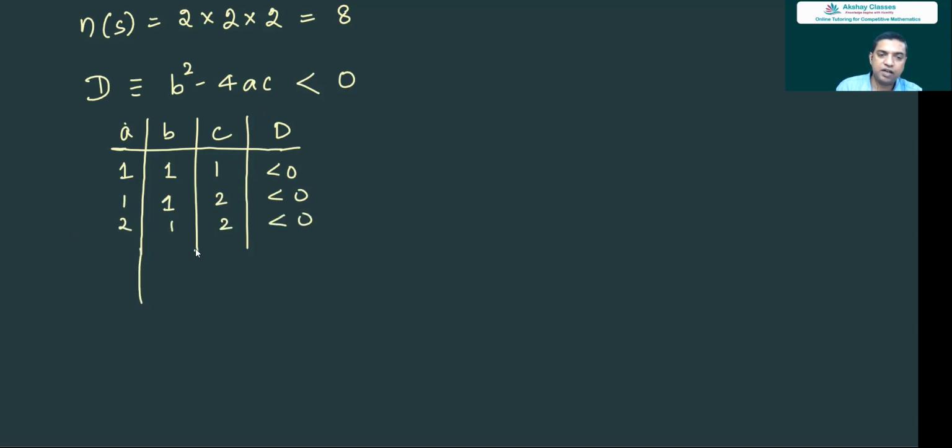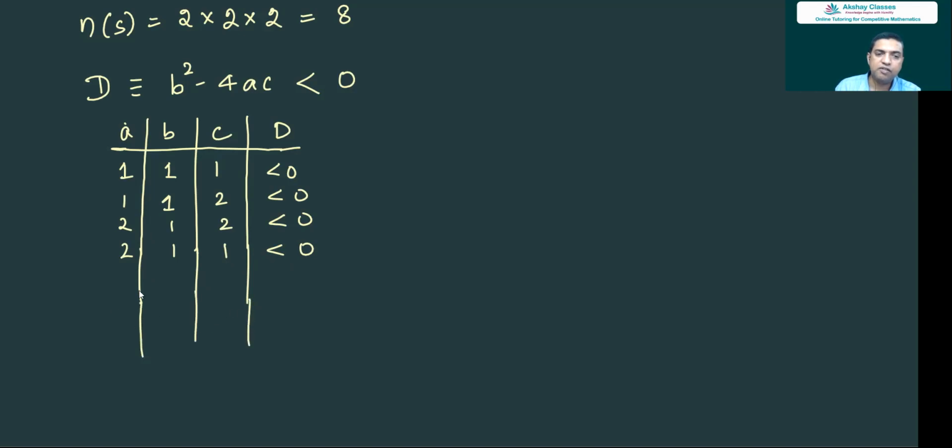So we'll get four options actually. If B is 1, A and C can be 1, 1 or 1, 2 or 2, 2 or 2, 1. So in all these cases, B square minus 4AC will be negative.